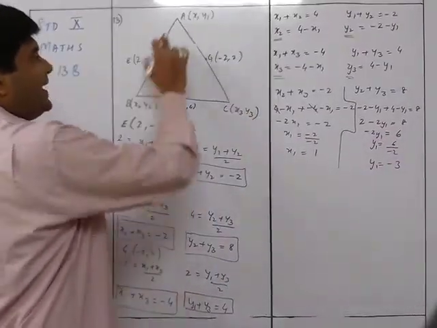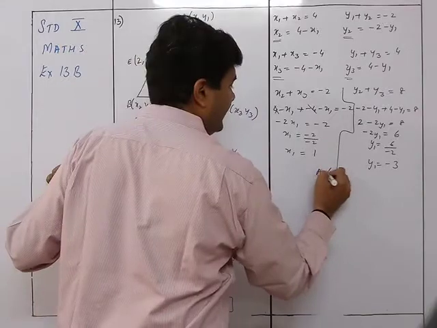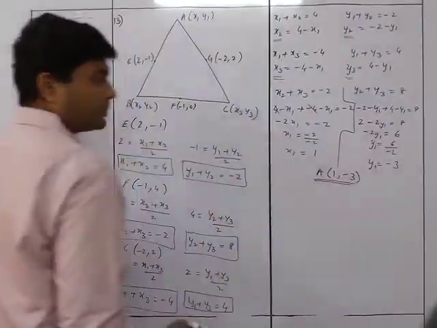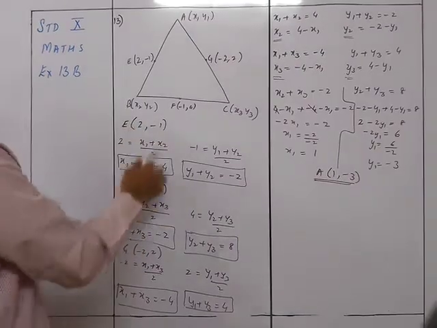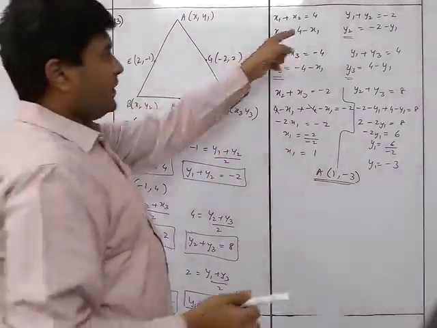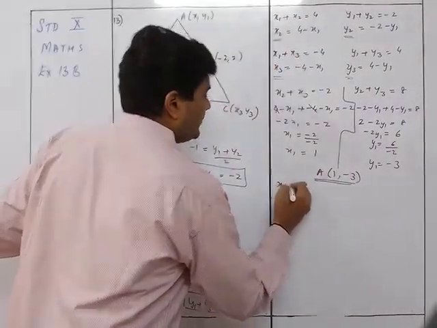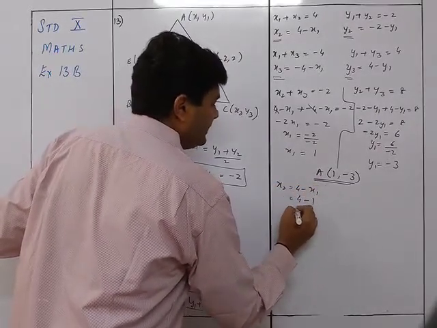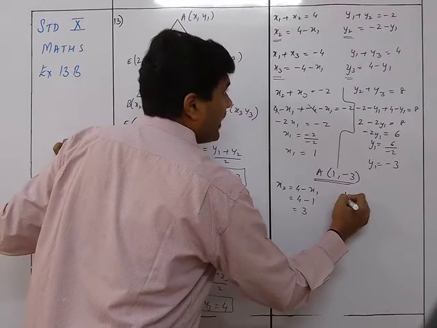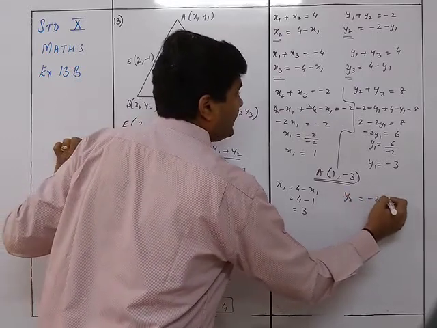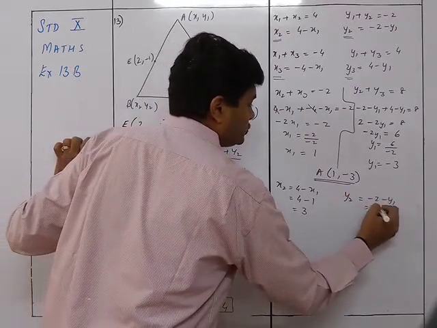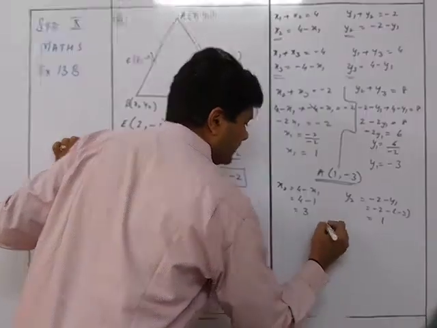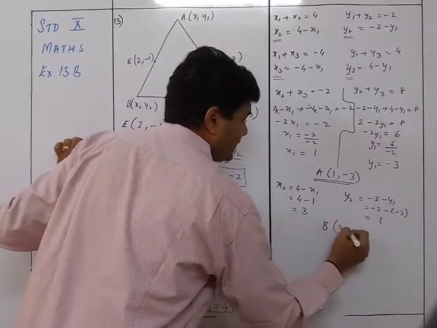Got it? So accordingly I have got A as 1 comma minus 3. Now we have the values over here. What is x2? x2 is equal to 4 minus x1, which is 4 minus 1, which is 3, and y2 is equal to minus 2 minus y1. So it is minus 2 minus minus 3, so it is going to be plus 1. So therefore B is 3 comma 1.